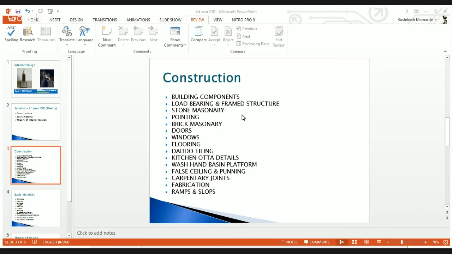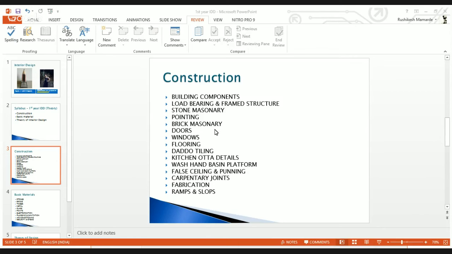Then the next is stone masonry. There are stone masonry, pointing, and brick masonry. As you can see here, there are again different types of masonries, like stone masonry. Into the stone masonry there are different types, like random rubble masonry. According to the shape and size of the stones, these are the types of masonries which have been classified according to shapes and style of masonries.